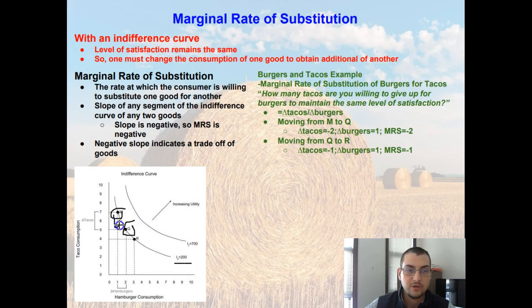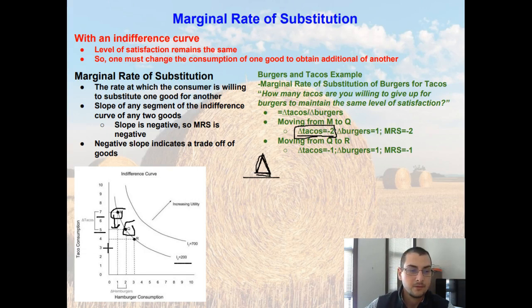Well, we reduce the amount of tacos we consume by 2 units. So the change in tacos. Remember that this nice little triangle, anytime you see that triangle in a mathematical equation, that means change. That's that delta, that's meaning change. So we're giving up 2 tacos. We're changing by 2 tacos. We're giving up those 2, so we see that we have a -2 right there.